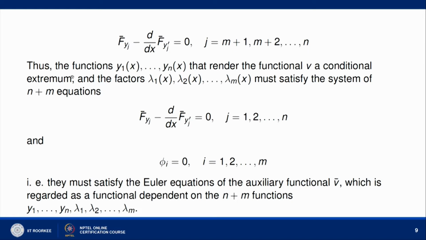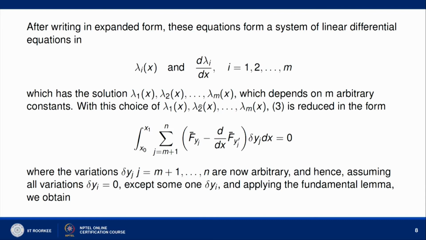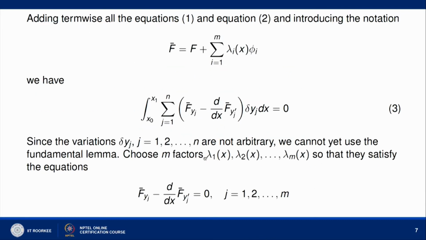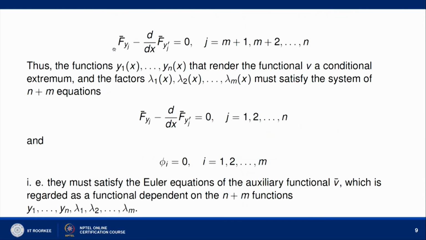And so if we combine the equations which we have obtained by choosing factors lambda 1 to lambda m with this condition, f bar_yj minus d by dx f bar_yj' equal to 0, and those obtained by applying the fundamental lemma, now this will extend to f bar_yj minus d by dx of f bar_yj' equal to 0 for j equal to 1 to n, along with the condition phi_i equal to 0 for i equal to 1 to m.